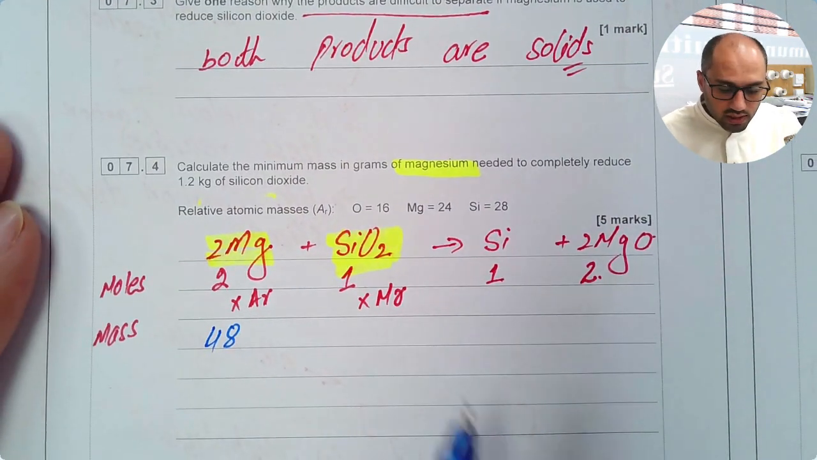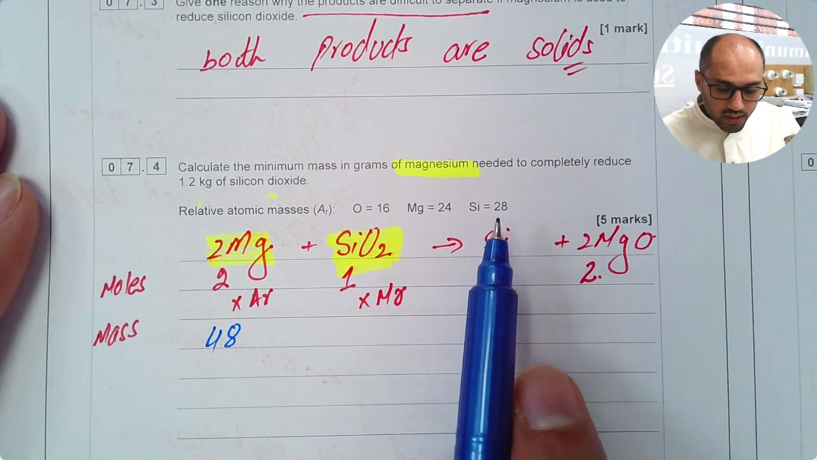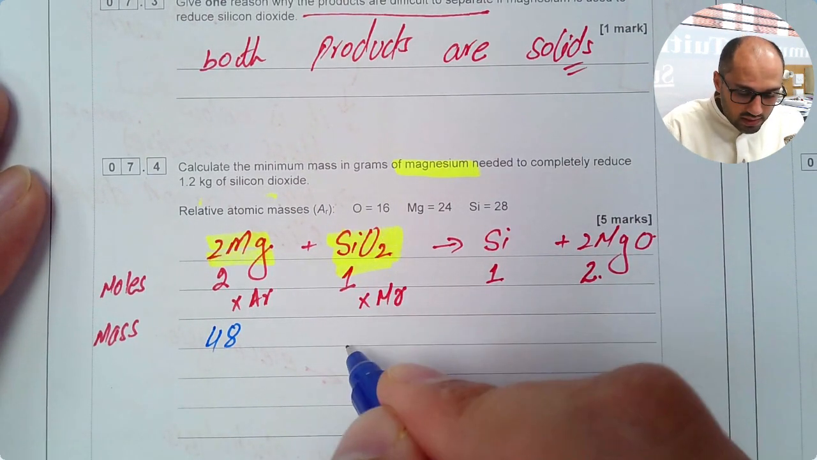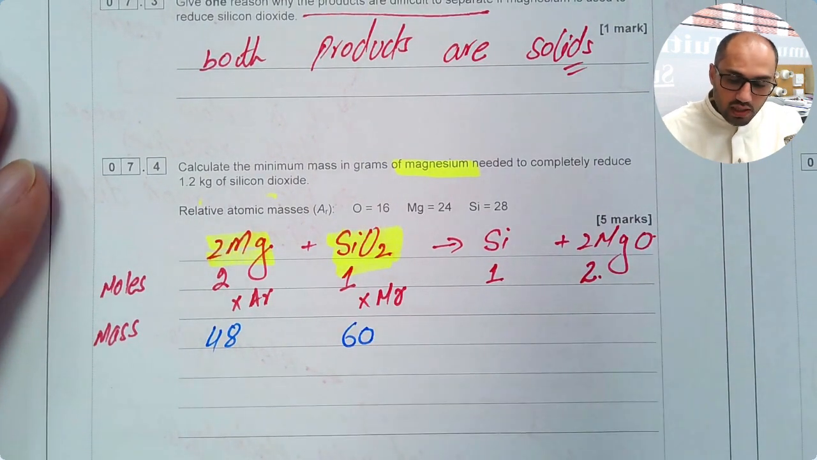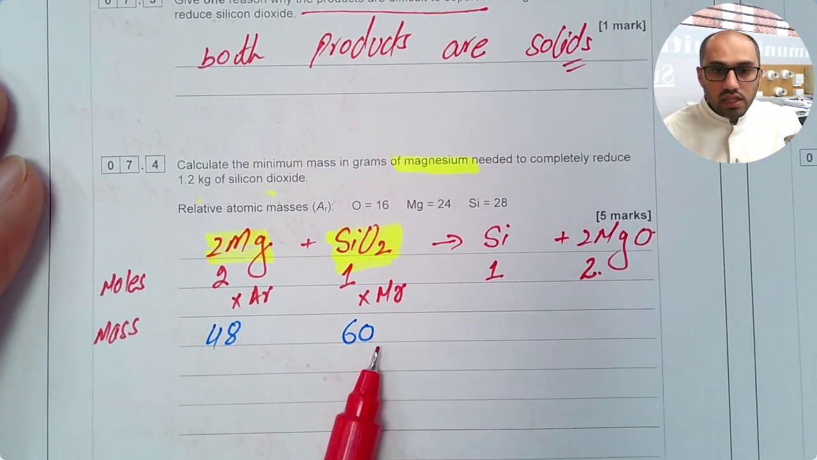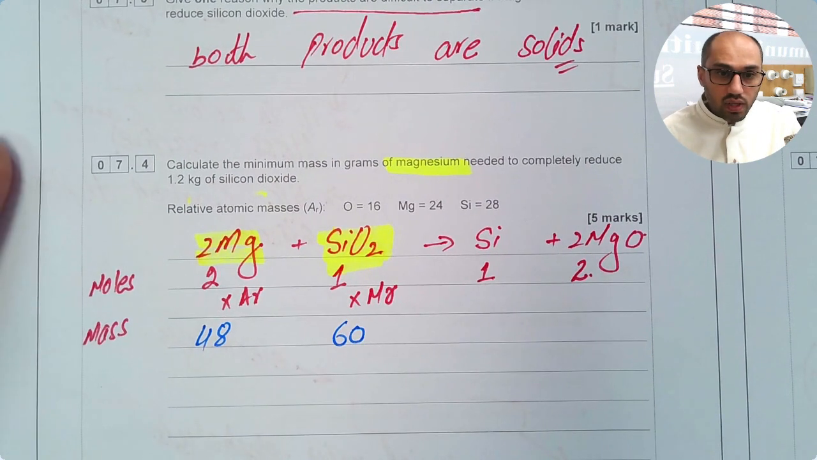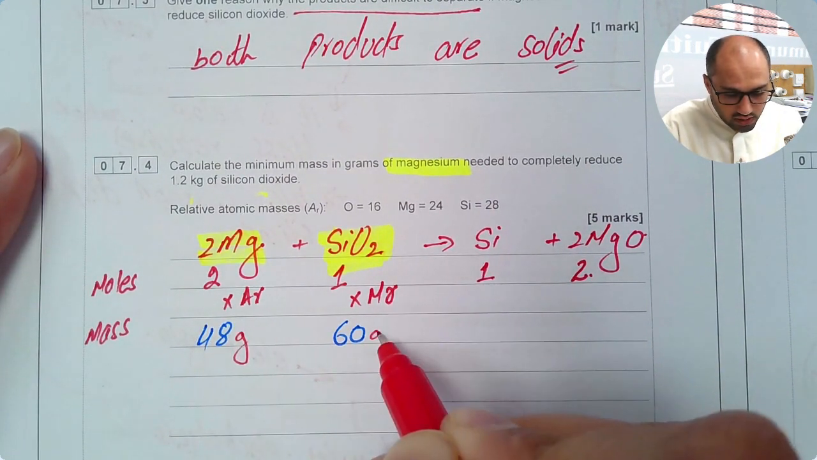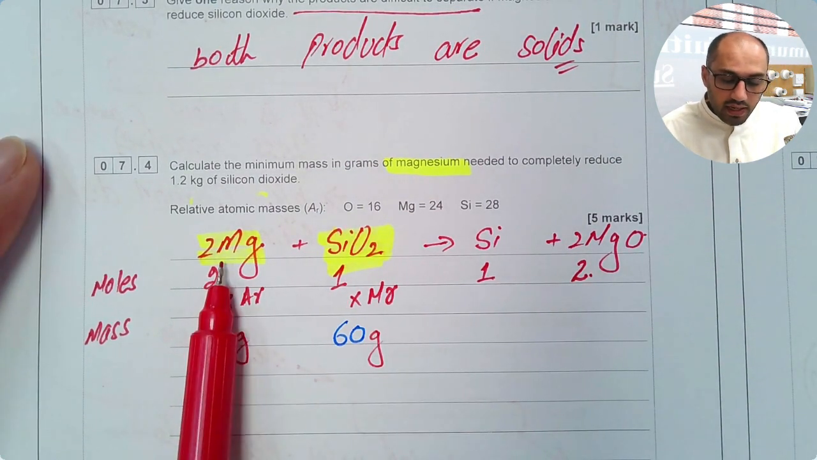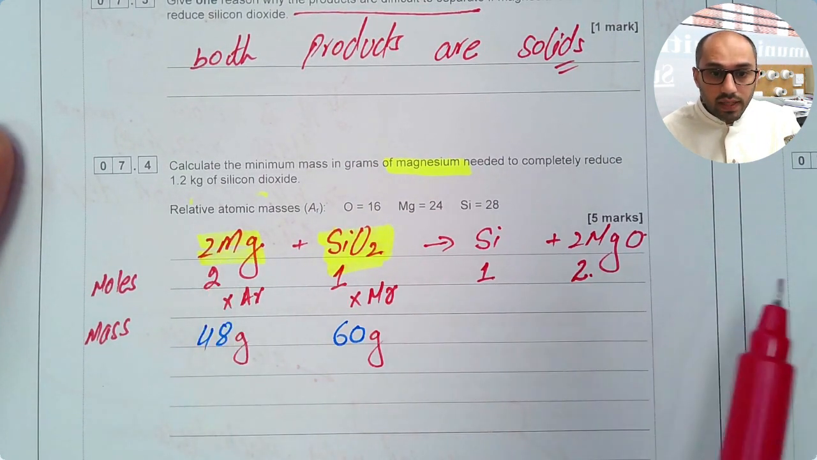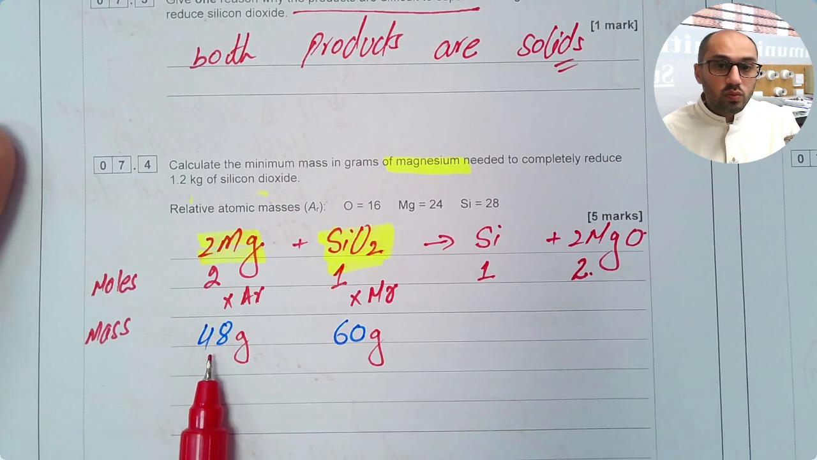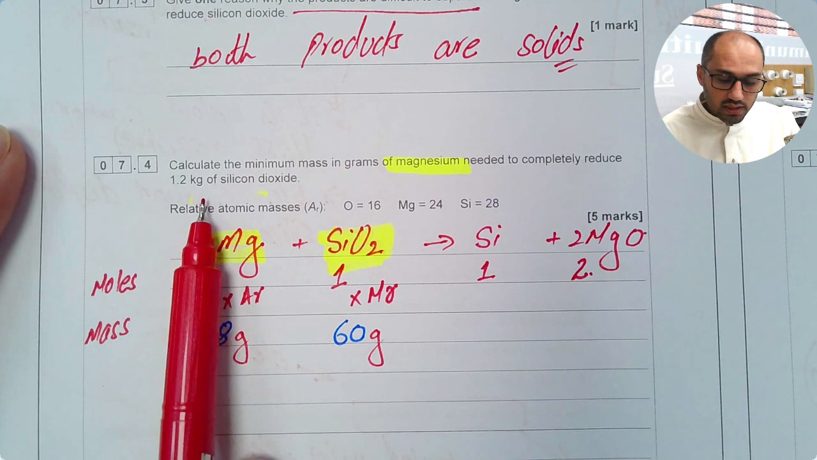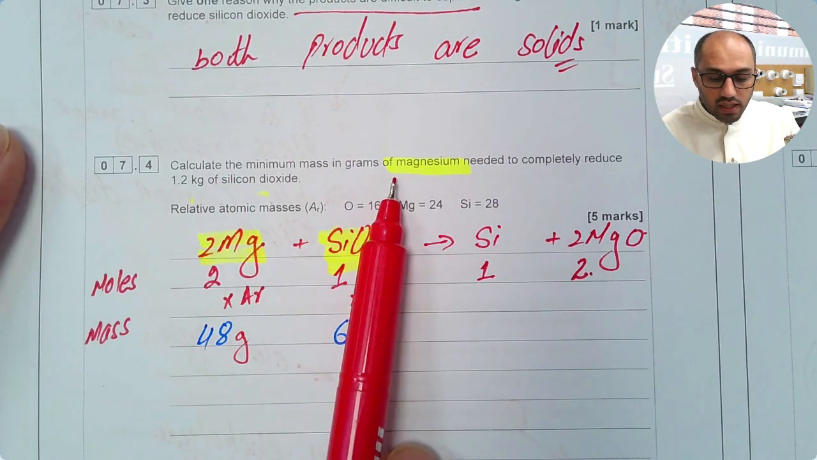When it comes to silicon dioxide, I'll have to add 28 plus 16 and 16 together, and that gives me 60. Now, these are my masses. As long as they have the same unit, it doesn't make any difference. So I can say here, this is 48 grams and this is 60 grams. So in other words, I'm saying, as per the information given in the equation, 48 grams will require 60 grams of silicon dioxide. Now the question here says, calculate the minimum mass in grams of magnesium.